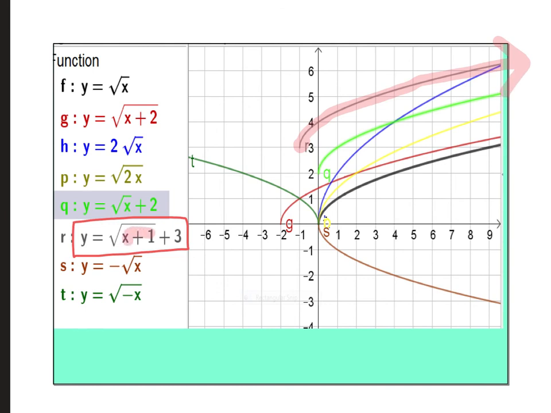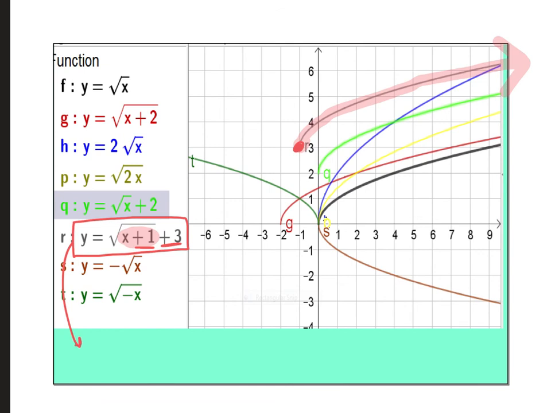It did have the +1 on the inside. That's why it looks like it's starting out in the middle of nowhere. So when you graph these, make sure you're accurate with the starting point. The +1 in there shifted the graph to the left one, and the +3 out here did shift the graph up 3. So it actually does start out in the middle of quadrant 2. And that's just where it starts.